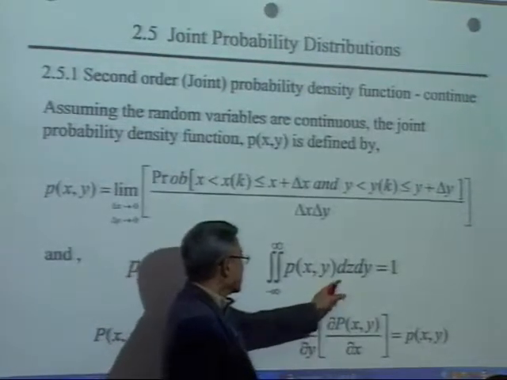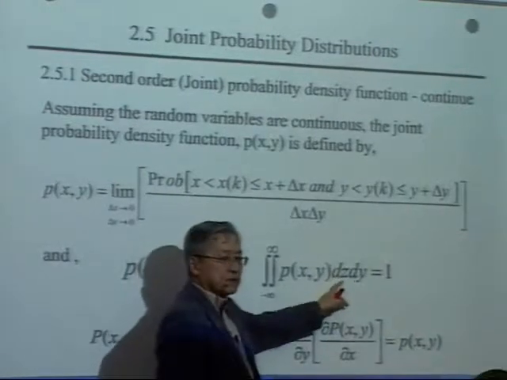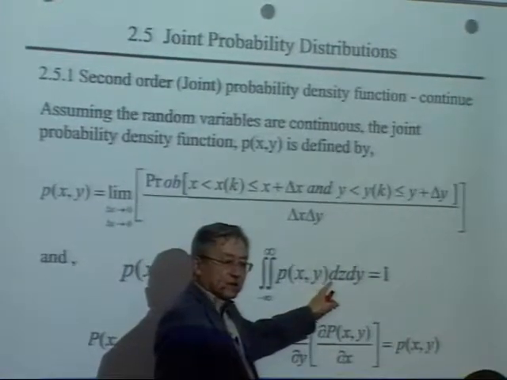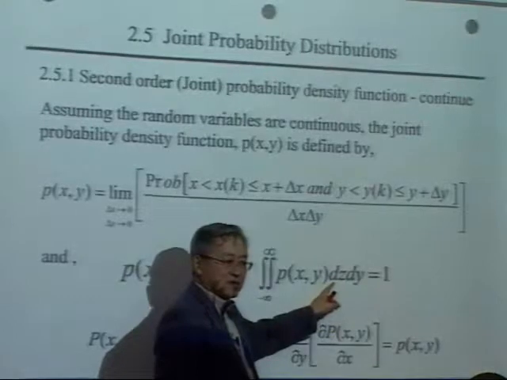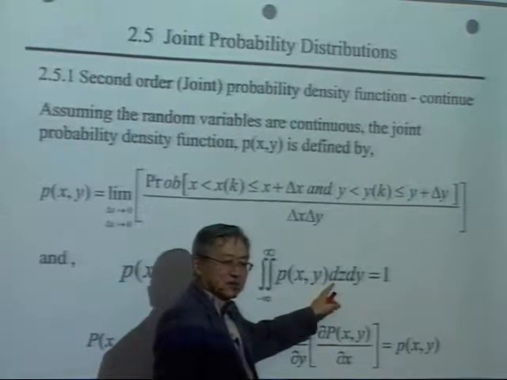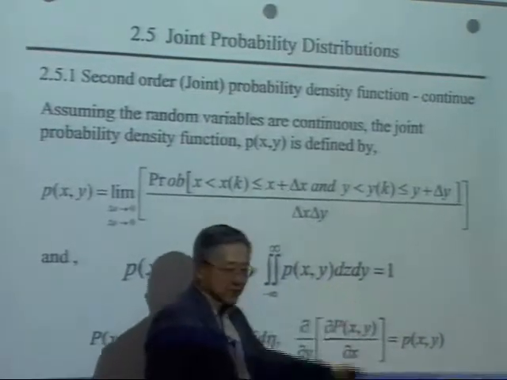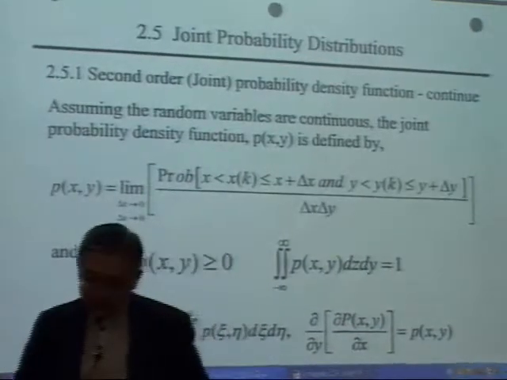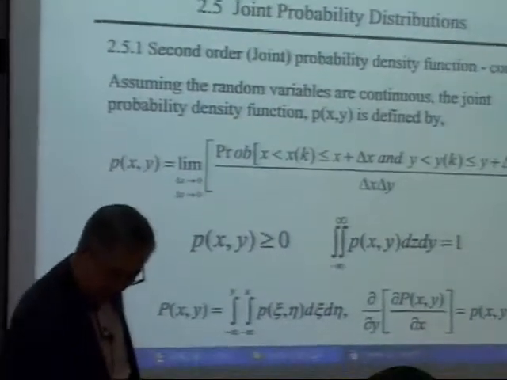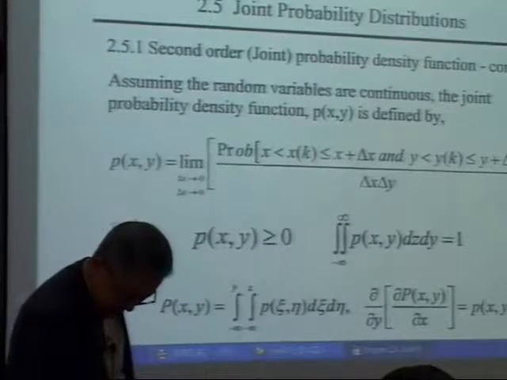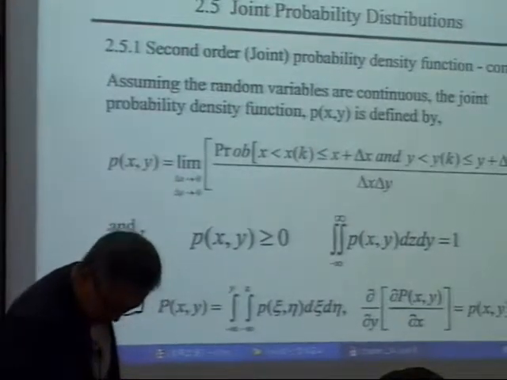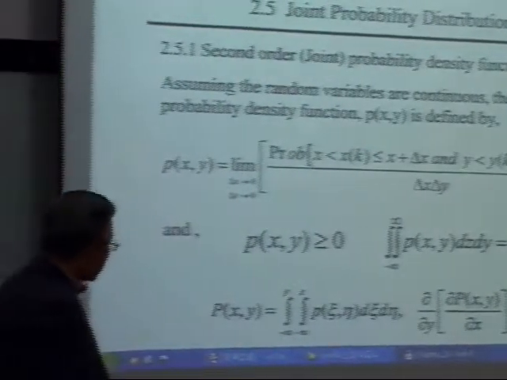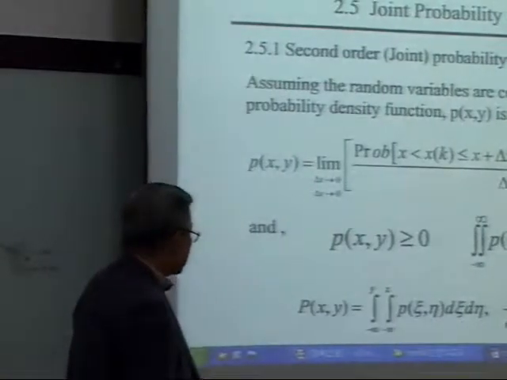But here is a mistake. Where is the mistake? There is no z. This is the delta x and the delta y. Okay, that's what it should be. I want to make sure.